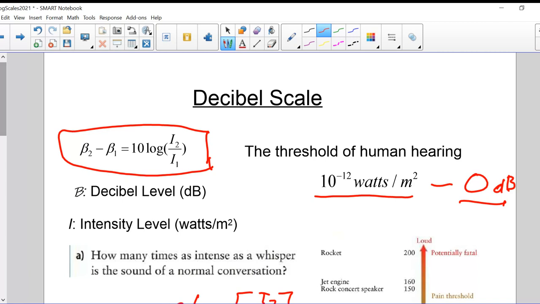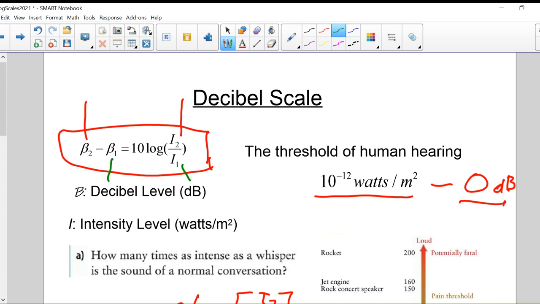The I2 and I1 refer to intensities, right? Various rated intensities. And that's measured in the real world as power over a certain area, so it's watts per meter squared. So the B2 is related to the I2. The B1 is related to the I1. So one is a decibel rating and one is an intensity. The number on top represents the louder sound, which is the B2. The number on the bottom represents the softer sound, which is the B1. Now remember, the threshold of human hearing is 10 to the minus 12 watts per meter squared. On the decibel scale, that's related to 0.